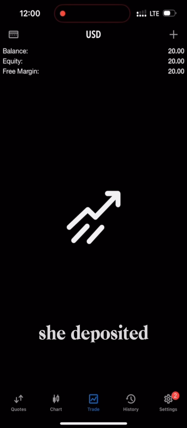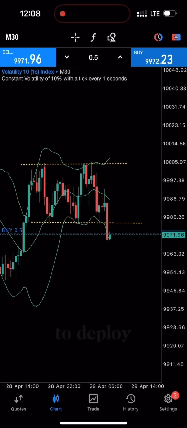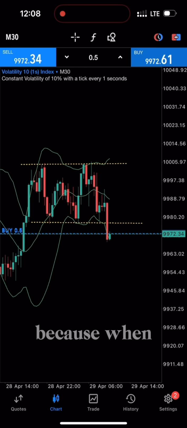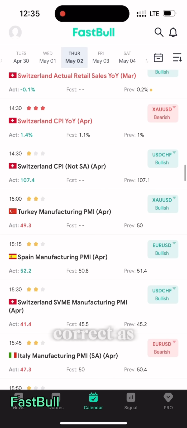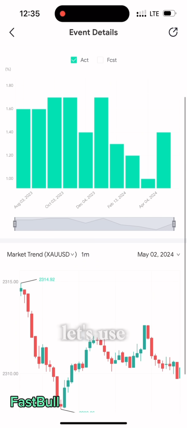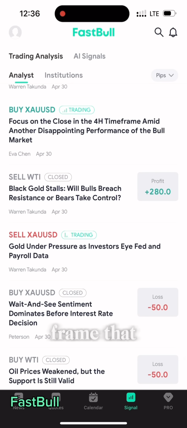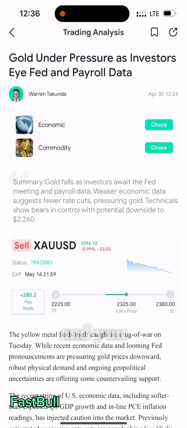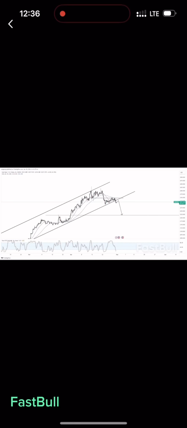So after she deposited, I decided to use a more lethal strategy. You know the BB strategy, right? I decided to deploy it immediately, because when I want to take money, I always use it. So I'm going to test the signal first to see if it is as correct as it seems. We are going to be using gold USD. From the market analysis, we can see in the 1 minute time frame that it's currently in a downtrend, and you can see the sell setup here. They send a sell, and this is the setup.